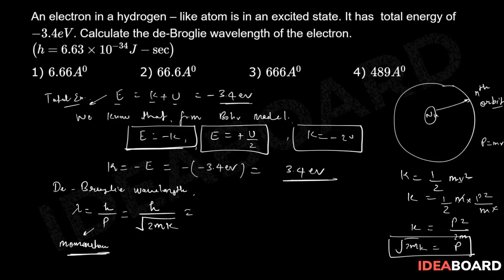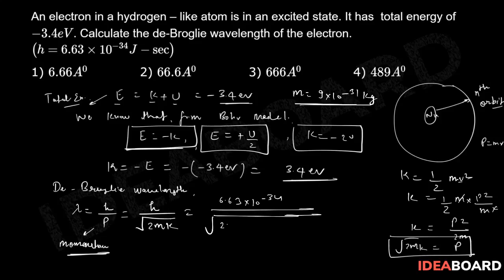Now our task is to just substitute the values. The mass of the electron is always approximately 9 into 10 to the power minus 31 kg. So substituting, 6.63 into 10 to the power minus 34 divided by under root of 2 into m, 9 into 10 to the power minus 31, into K, which is 3.4 electron volts. So 3.4 into 1.6 into 10 to the power minus 19, which will be in joules. Finally this has to come in meters, right?